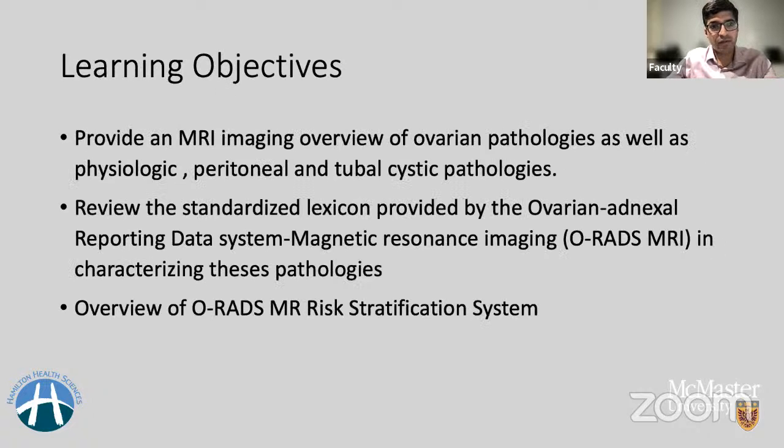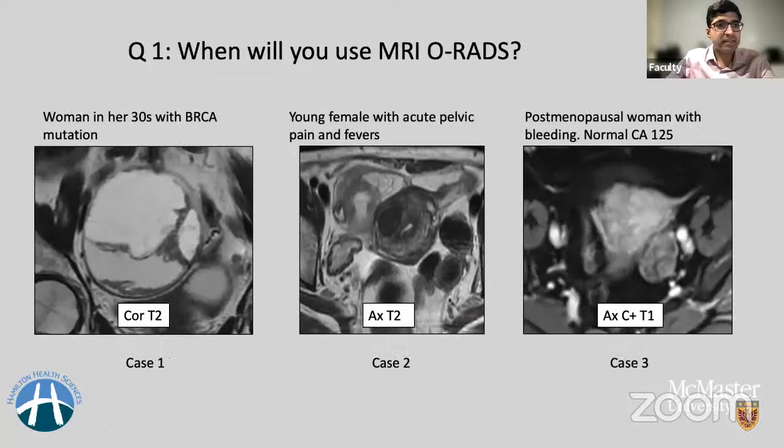So the learning objectives of today's session will be to provide an overview of the MRI O-RADS, look at a few of the pathologies, look at some of the physiologic, peritoneal, as well as tubal cystic processes, and how we can classify them using this tool. Then review the standardized lexicon, which is provided by the Ovarian-Adnexal Reporting and Data System on magnetic resonance imaging, and how to characterize these pathologies. Then overview the O-RADS MRI stratification system. Let's start with some quiz questions. Let's see how we do with these.